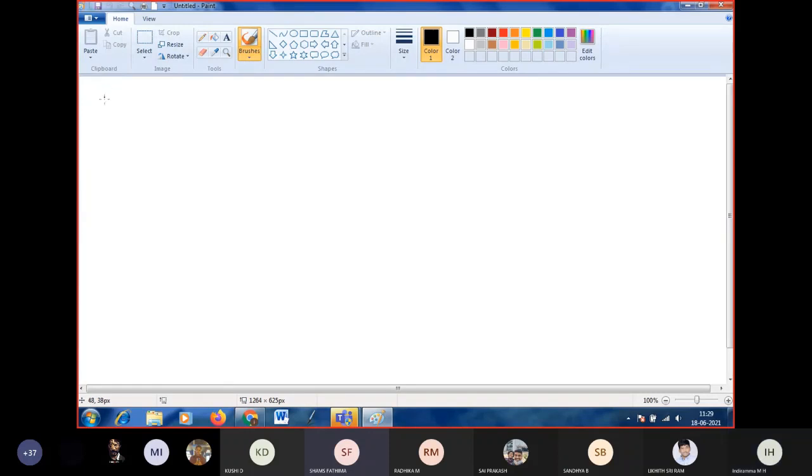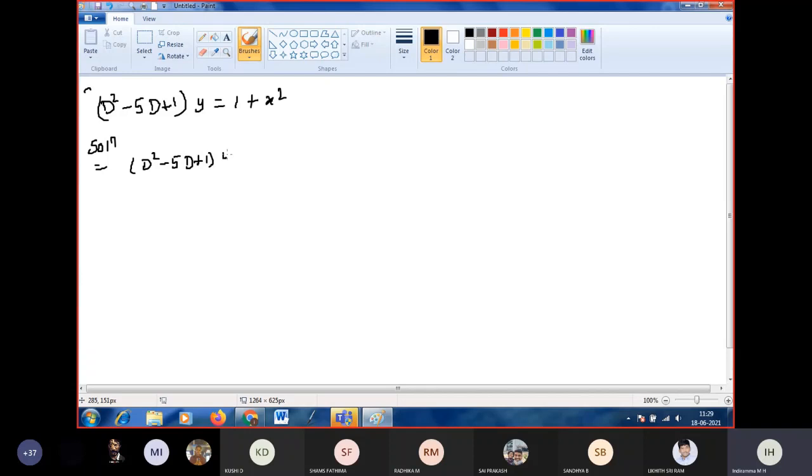(D square minus 5D plus 1) y is equal to 1 plus x square, ma'am. Is the question correct, what I have written? Yes, ma'am. Okay, right. So go for the solution now. Solution: (D square minus 5D plus 1) y is equal to 1 plus x square.